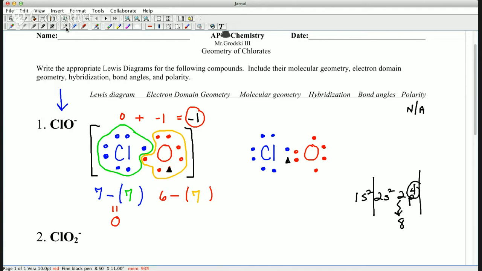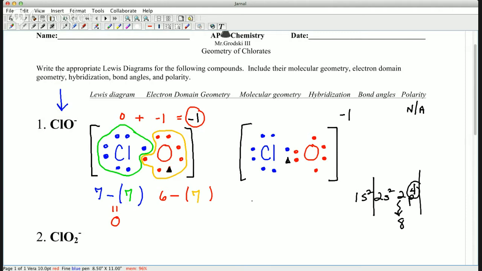But before we get started, let's not forget that we added an electron from the environment, so the whole thing is -1. And we also have to keep in mind that formal charges will help us figure out if this is the better structure than this. So let's go to it. Let's go back to formal charges.